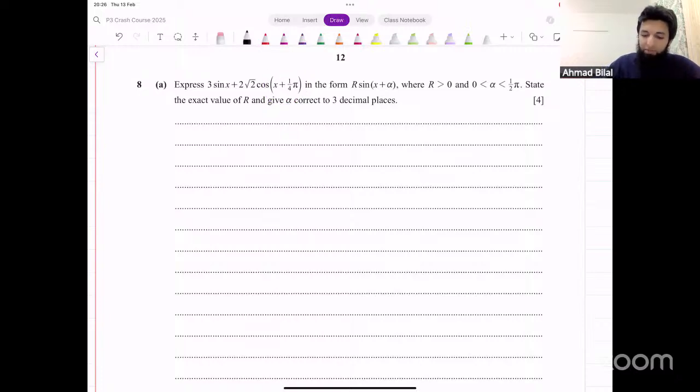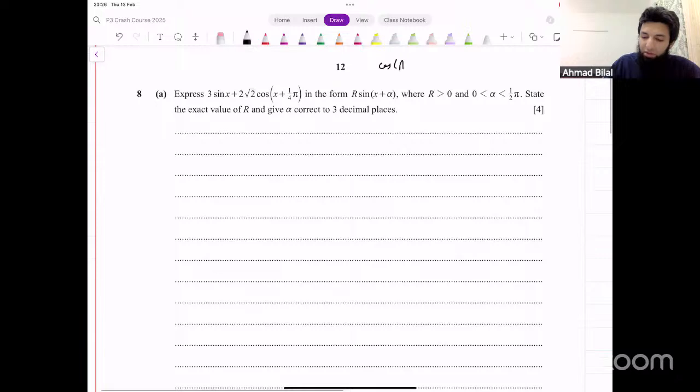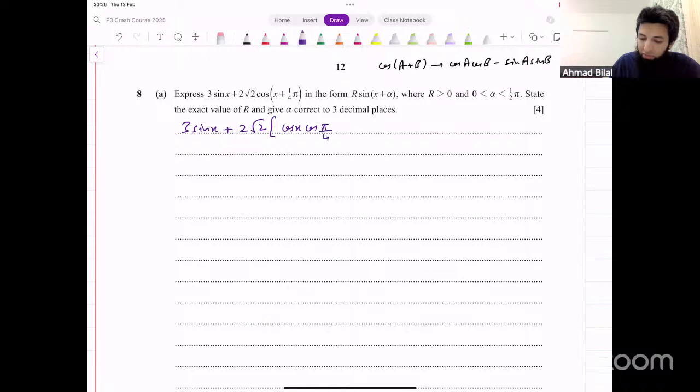How do we expand this? We use the compound angle identity for cos of A plus B. That is going to be cos of A cos B minus sine of A sine B, right? Let's use that to expand it. 3 sine x plus 2 under root 2 times cos x into cos of pi over 4 minus sine x into sine of pi over 4. Right? Now let's simplify this.